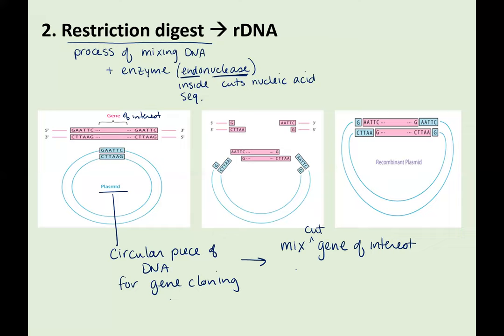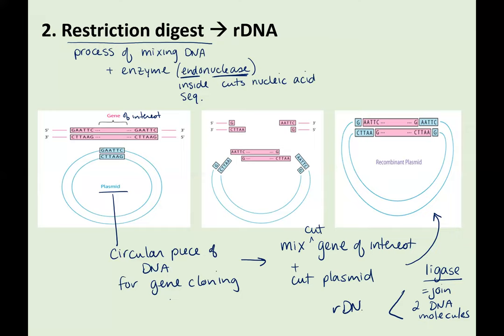plus the cut plasmid, and you do these in different test tubes usually. And you combine them through an enzyme called ligase. So you join two DNA molecules. And that is recombinant DNA. You're recombining DNA from different sources, and you're making it into a single double helix. So ligase is our join or our paste step. And we'll talk about this more in a second.